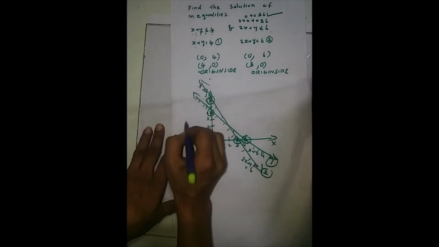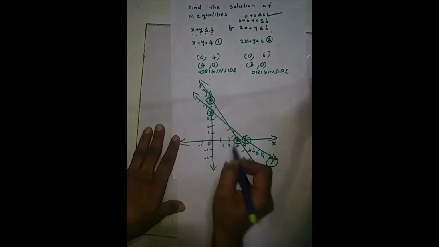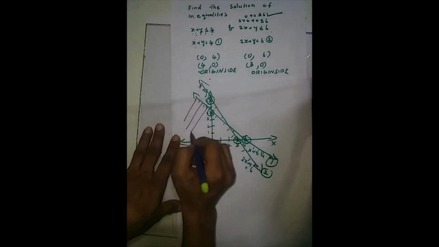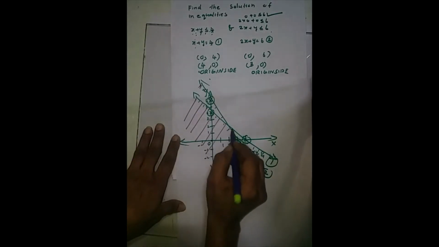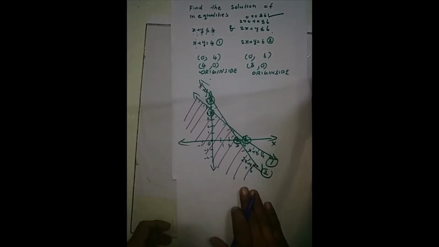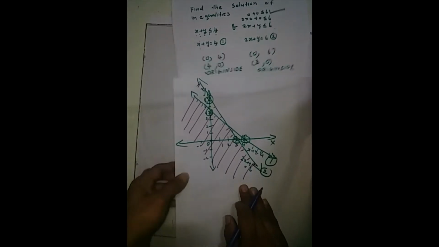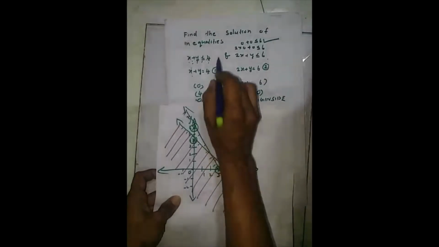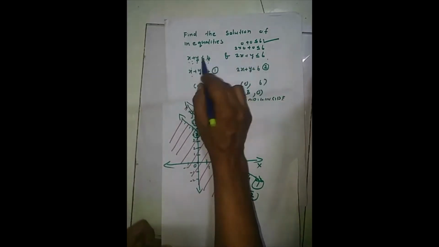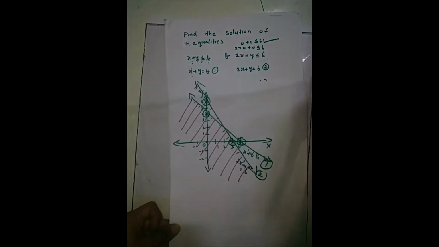Here downward portion, here also downward portion. So the common region will be this, the common region of the solution of these two inequalities. Okay, the solution of the inequalities is this shaded region.